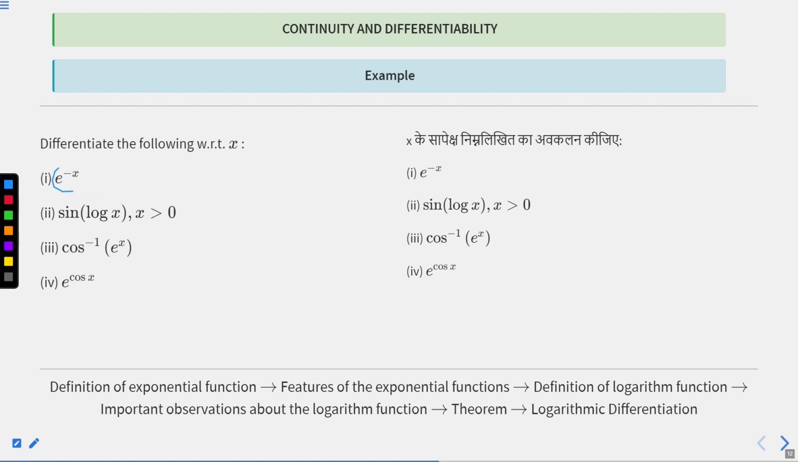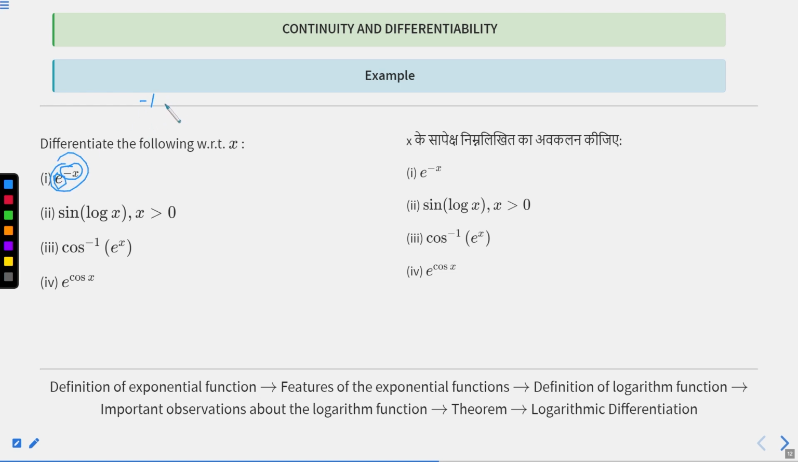So differentiate it. You know the differentiation. First of all, you know the differentiation of e of x. So you don't know the differentiation of e of minus x. So first of all, differentiate it. You will get -1. Now differentiate the whole thing, or the outer thing.